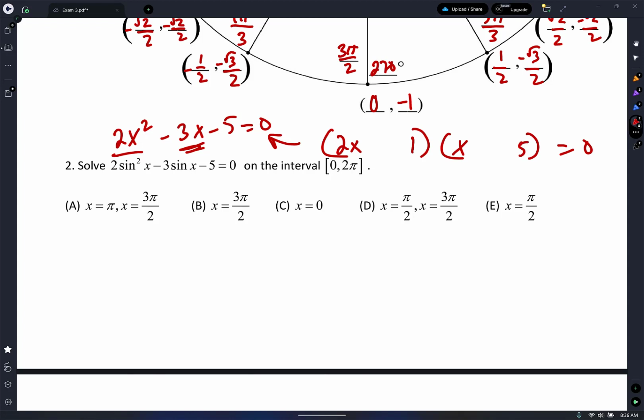So if I do 1 and 5 there, well, 2 times 5 is 10. And 1 times x is 1. So the difference between 10x and 1x is 9x. And that's not a 9, that's a 3. So that's wrong. So then that means the 5 goes here and the 1 goes there.